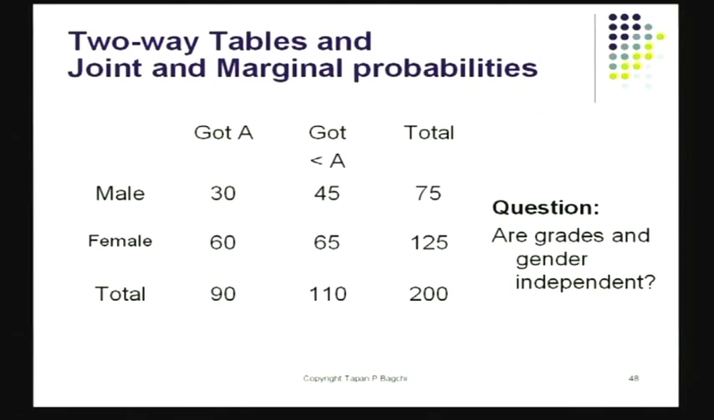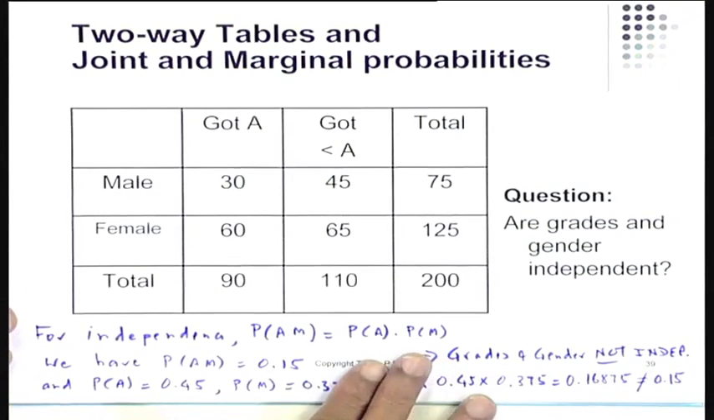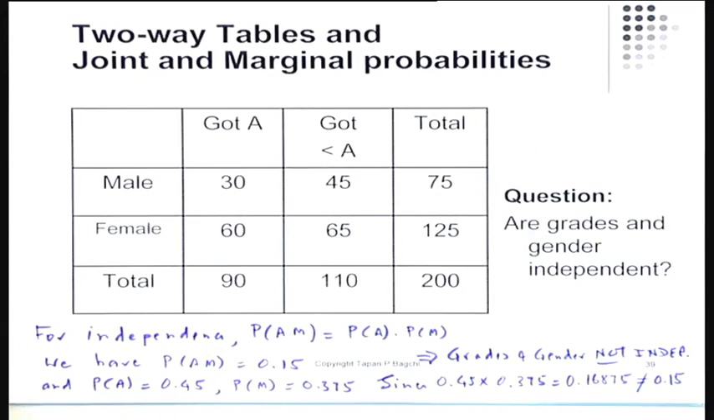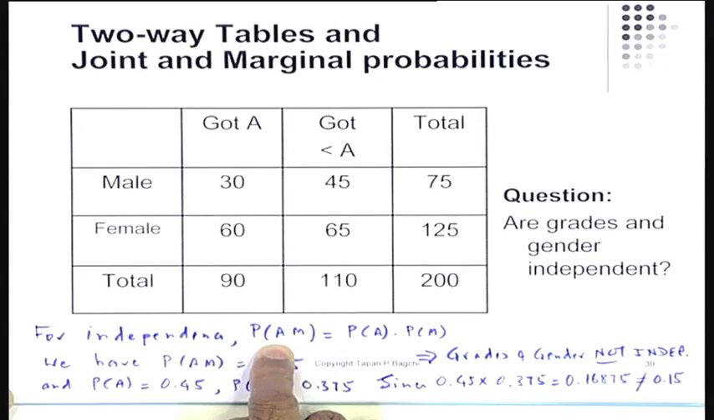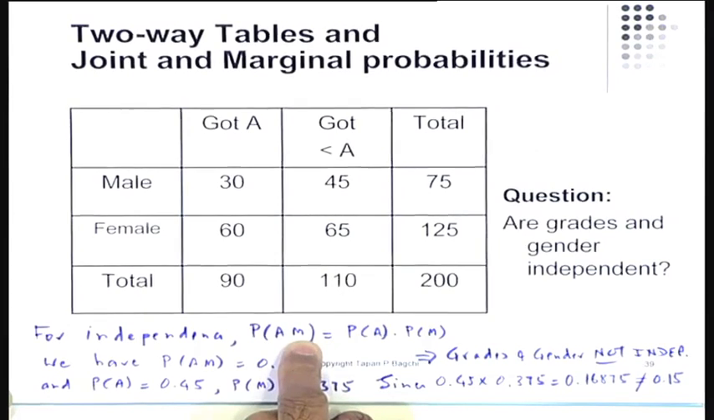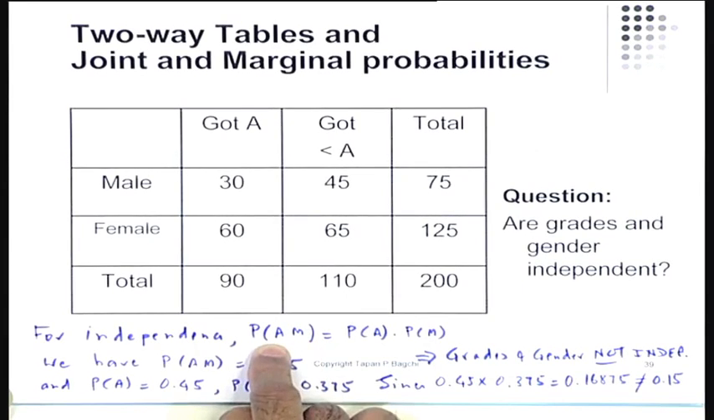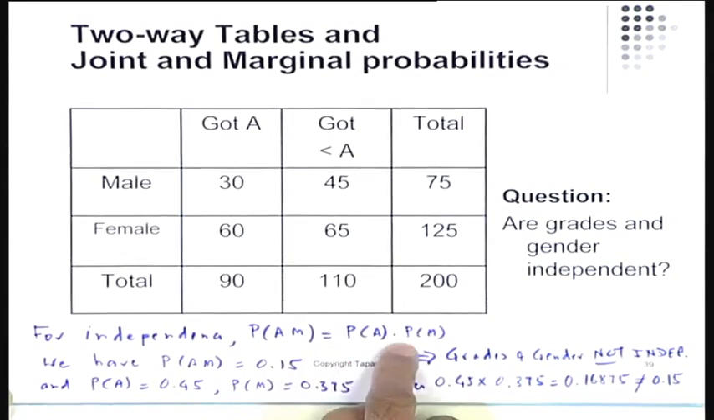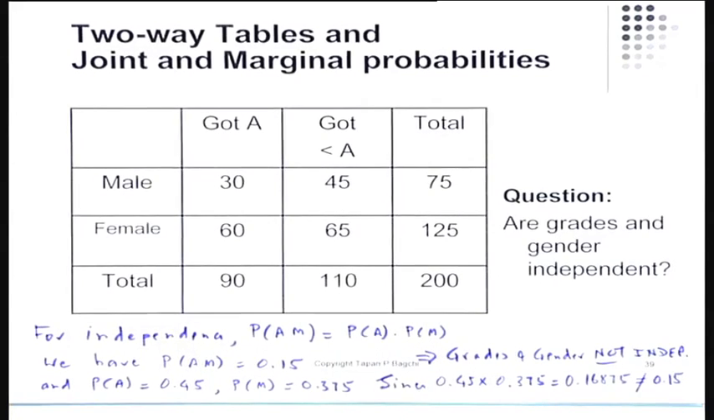Are grades independent of gender? And I have the solution here. What do I have to check now? I only have to check this condition. P(AM), where A is scoring A and M is male. So I've got sex here and I've got score here. Is that equal to this? This is what I'd like to check.